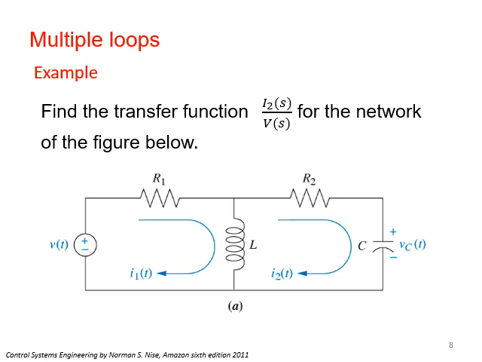Another example here, but in this example it seems we have more than one loop. So if I have more than one loop, I need to use maybe mesh analysis or any other technique. Let us see here what he wants. Find the transfer function I2 over V.